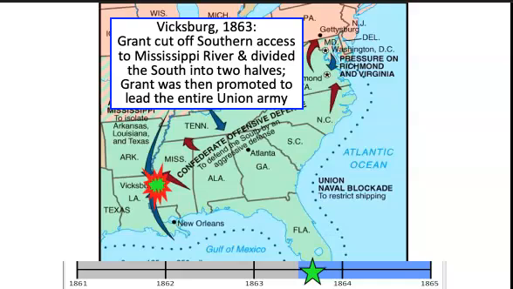and they divide the South into two halves. As a result of this, the Confederacy becomes weaker, and Ulysses S. Grant is promoted to lead the entire Union Army. He heads east then to go face off against Robert E. Lee, whom he will eventually defeat. Now, after the Battles of Vicksburg and Gettysburg, the tide of the war has turned.